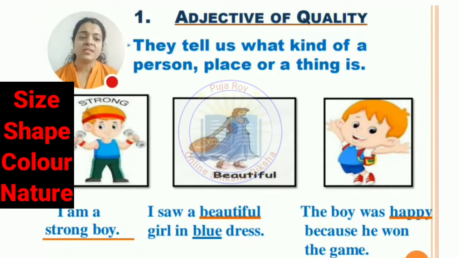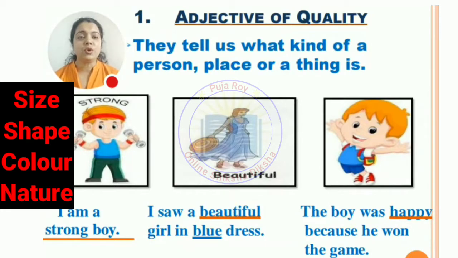The boy was happy because he won the game. Now, the boy was happy. Here you see, happy is an adjective because it is the state of a person, how the person is. But in this situation, what do we find? It is not coming with a noun, right? It is coming with the word was, and with the word because. So they are not nouns. It happens a number of times that the adjective does not come with a noun.